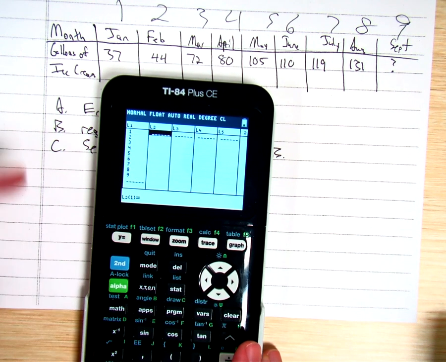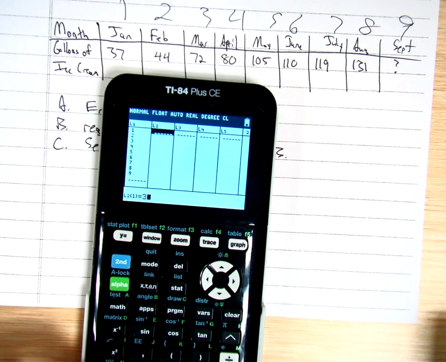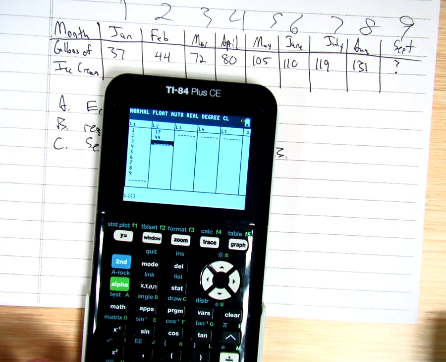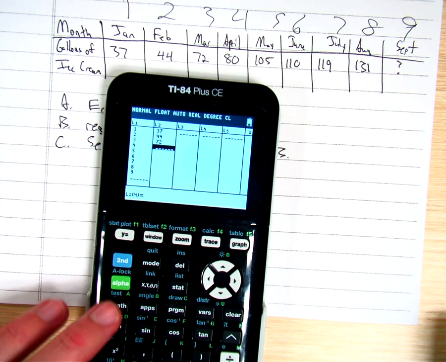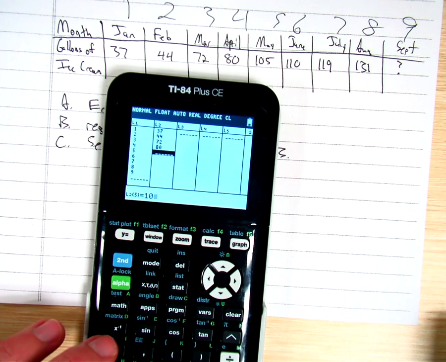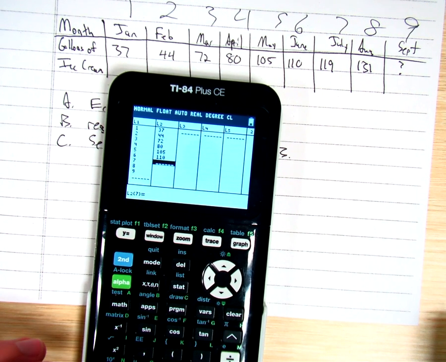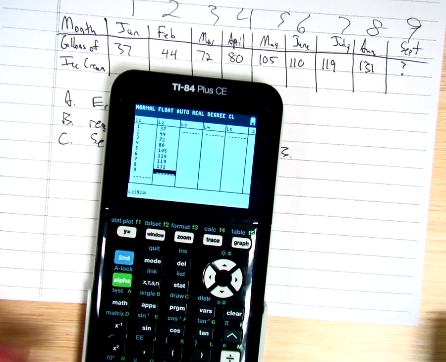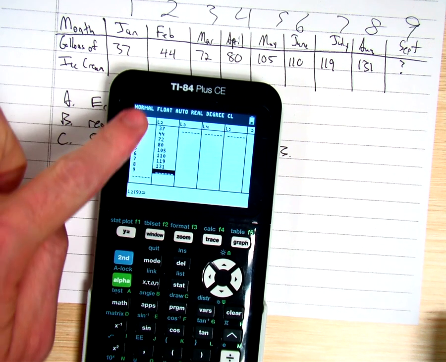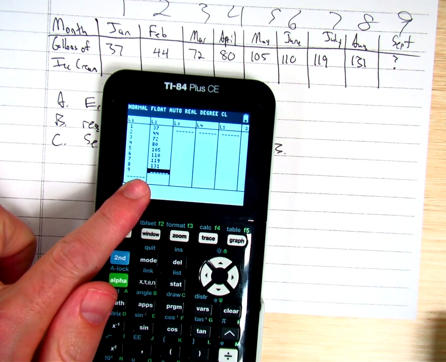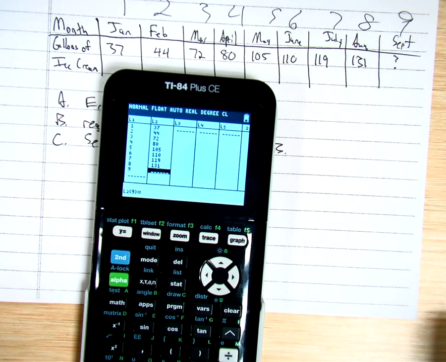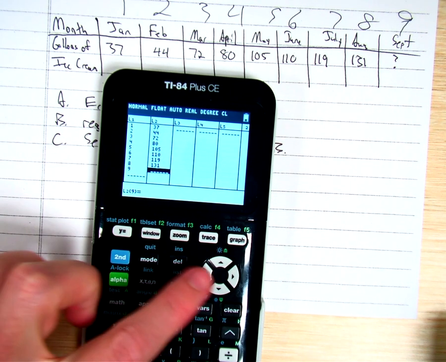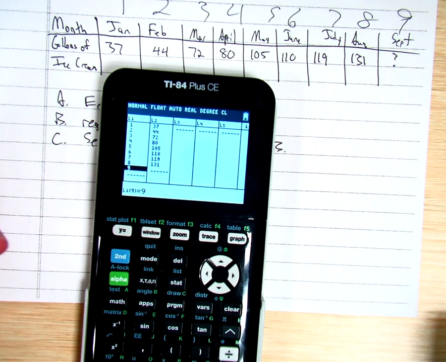And then my gallons of ice cream sold: 37, 44, 72, 80, 105, 110, 119, 131. Okay? We don't have a matching one for 9. September is actually going to be the question. That's the one we're doing. We're going to try to predict what September is going to be, so I don't want that one in there.